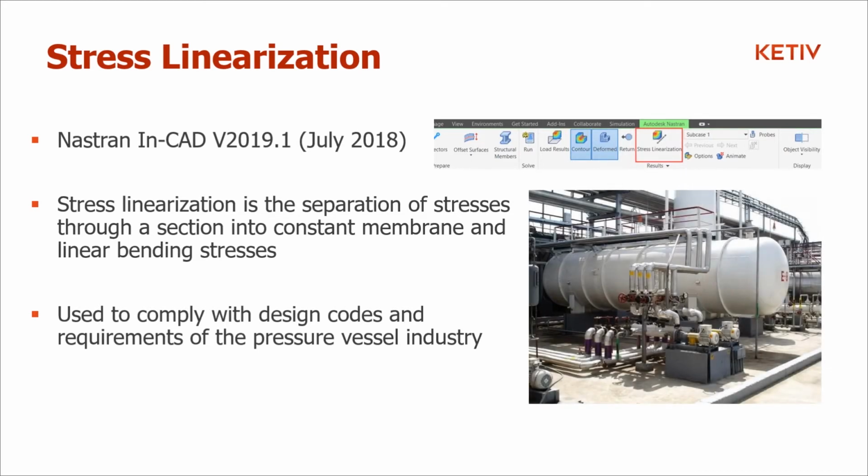You can use the stress linearization utility to graph local stress tensors along a linear path, and/or determine the relative contributions of bending and membrane stress for any kind of structure. There are two different methods of determining the membrane and bending stresses, one being based on the maximum shear stress, the other being based on the von Mises stress, and Nastran In-CAD calculates and displays results based on both methods.